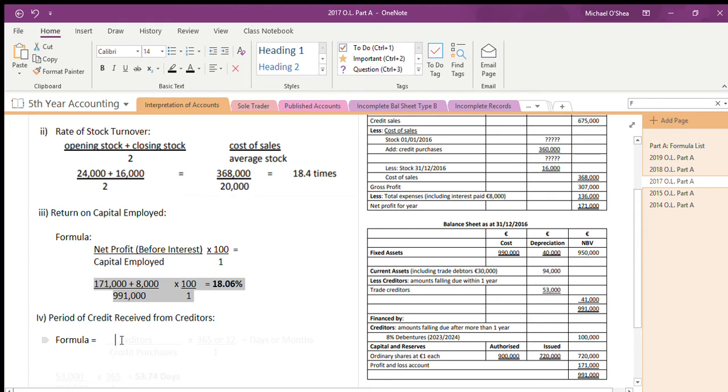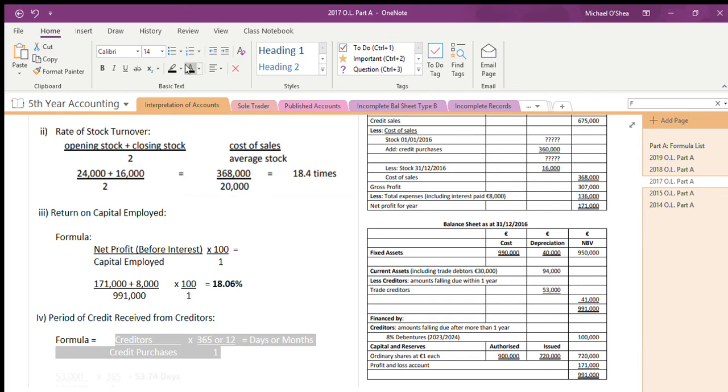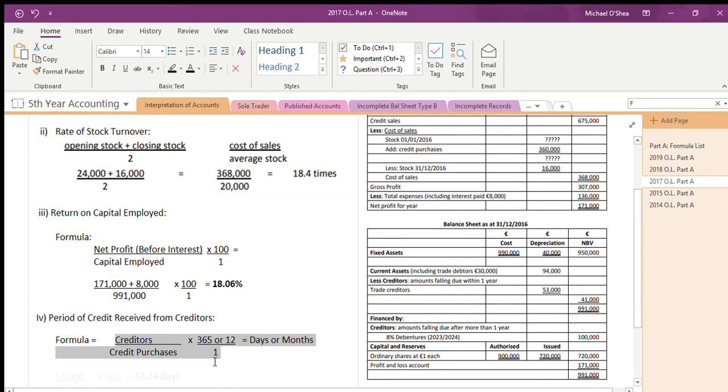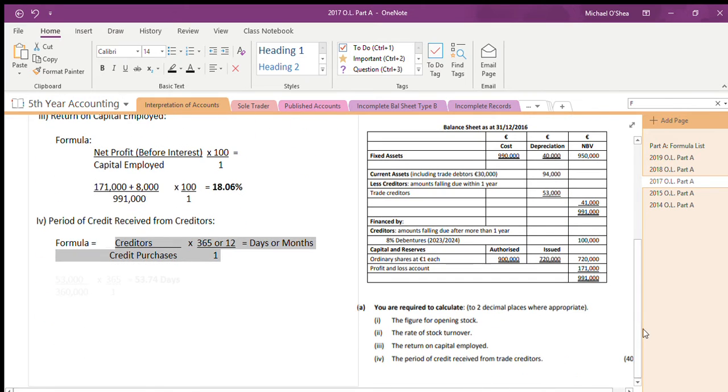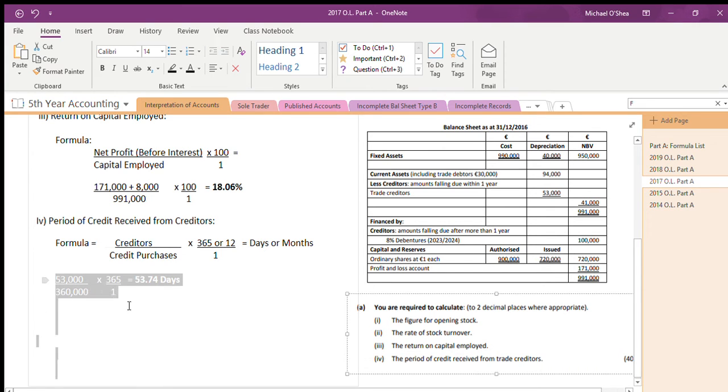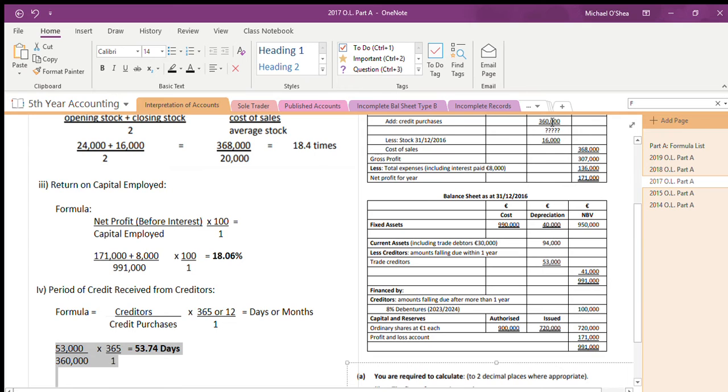That's a percent. The last one I have here is my period of credit received from creditors. The formula, again, we've seen this one, is creditors divided by credit purchases. We are not given an indication of whether it's in days or months, so we always go for days. So to get days, you multiply it by 365. Please don't multiply by both of them. 365 is for days, 12 is for months. So to work that out, I have my creditors, just given in the question, to be 53,000. My credit purchases, which is up here, 360, multiplied by 365 over 1 is 50.74 days.